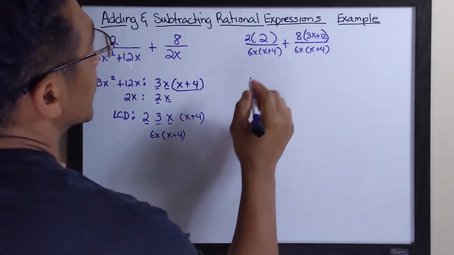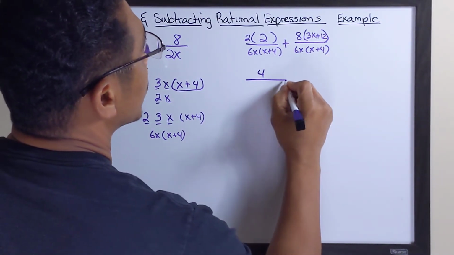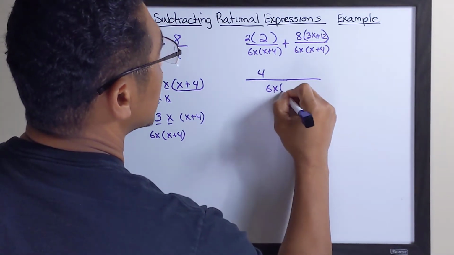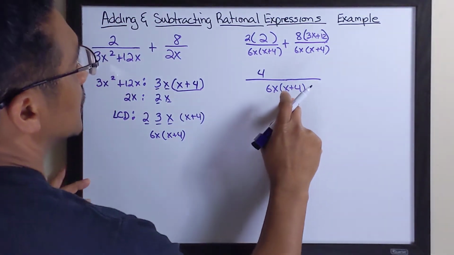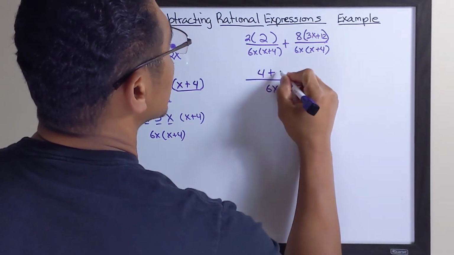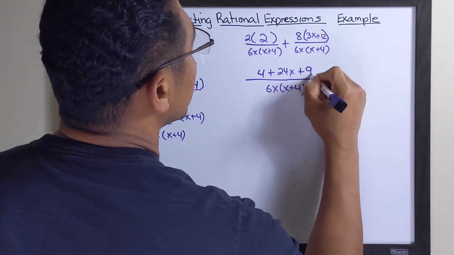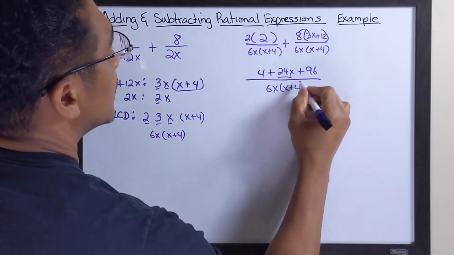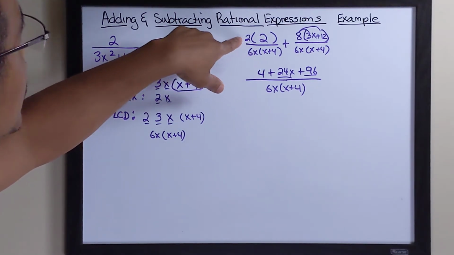Now that we got this, let's go ahead and multiply these 2 times 2. We get 4 here, all over 6x, x plus 4. Since they have a common denominator, we only need to write it once. So here we've got 4, and then it's going to be plus 24x, plus 96. Now I got 24x by multiplying this, 96 by multiplying that, and that 4 came from 2 times 2 up here.